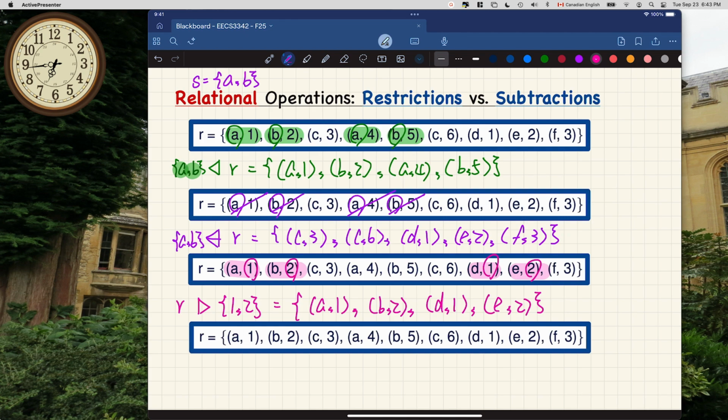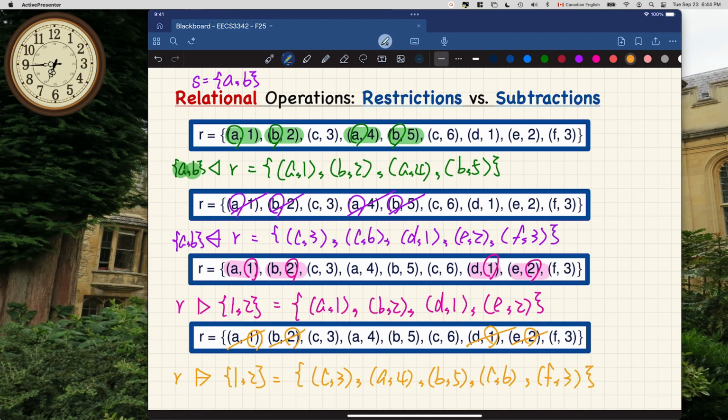Okay, range restriction. Let's do the final one. What about range subtraction? So R, range subtracted by 1 and 2: 1, 2, and also 1, 2. You want to get rid of them, and the rest, the remaining ones, collect them. So that'd be C3, A4, B5, C6, and then F3.